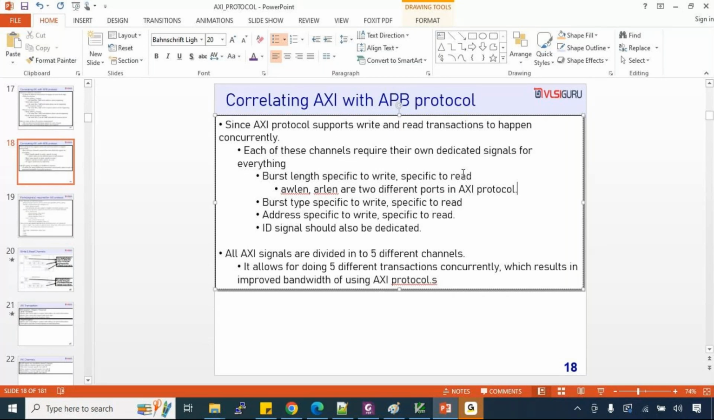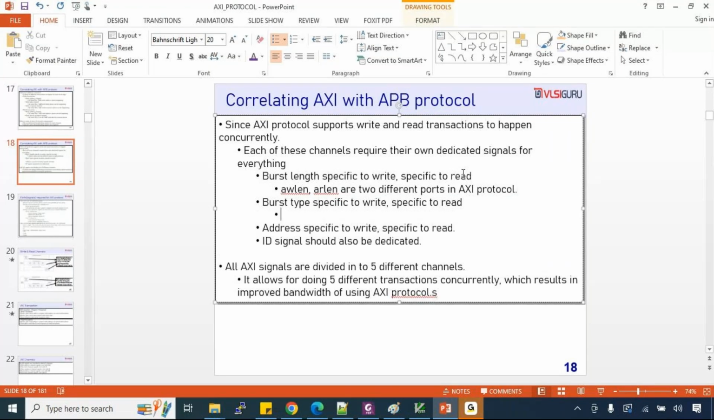So the one who is initiating a write transfer will use AW length. The one who is initiating a read transaction will use AR length. Similarly, burst type: AW burst, AR burst. Sometimes they use the term AX burst, where X here means read and write both of them. For everything, it will be like that.